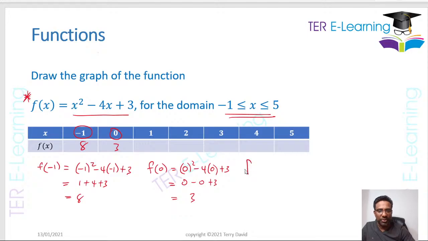So let's say we work out f of 1. That is going to be 1 squared minus 4 by 1 plus 3. So this is 1 minus 4 plus 3. And 1 minus 4 is minus 3, plus 3 is going to give me 0. So this is 0. So you do the same for all of these here, right?